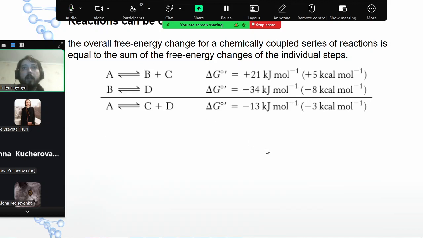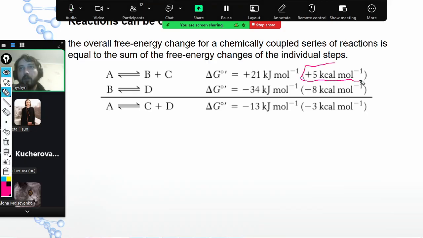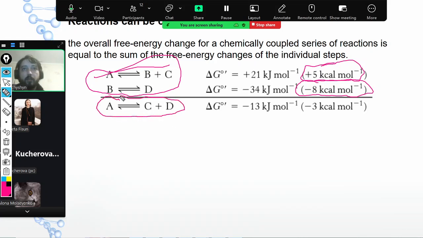Enzymes are able to couple a series of reactions so that you have one reaction that requires energy, for example this one, where you need to use some 5 kilocalories per mole, and some different reaction that is energetically favorable. And when these reactions are coupled together, as in this scheme, you can get a new reaction that is now energetically favorable.